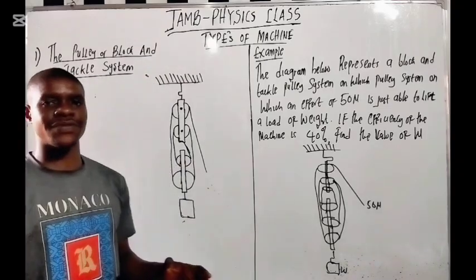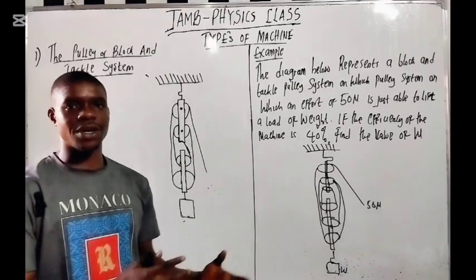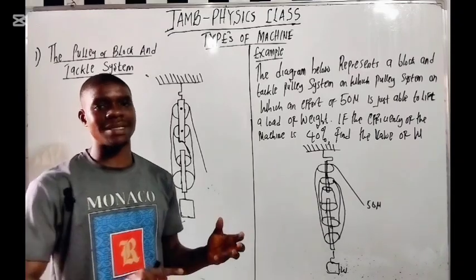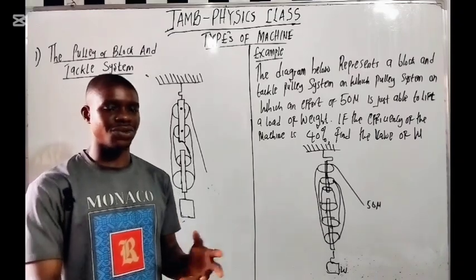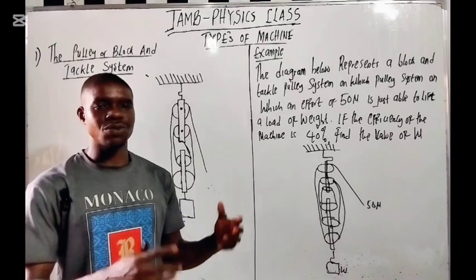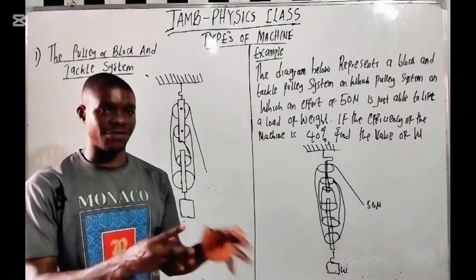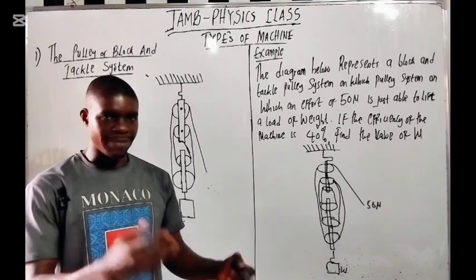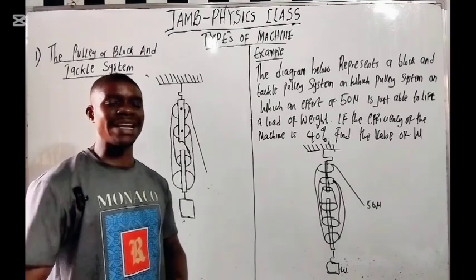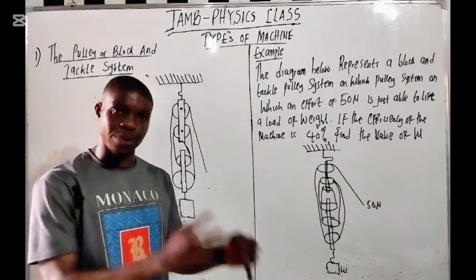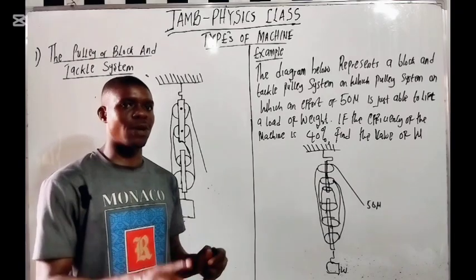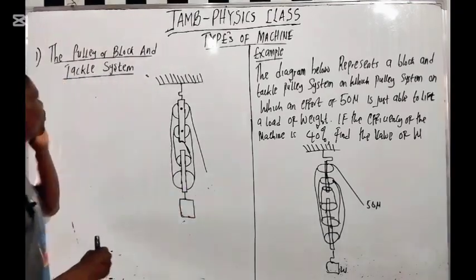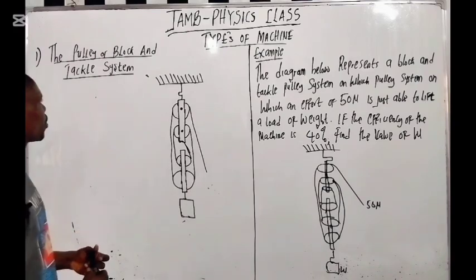I've done the first video: what is a machine, the various terms. In machines we talk about mechanical advantage, velocity ratio, and efficiency. We derived those formulas for efficiency and solved a lot of problems on machines, the introductory aspect. So please kindly go check out the first video because it is very important. In this video, I'm going to talk about the pulley or block and tackle system.